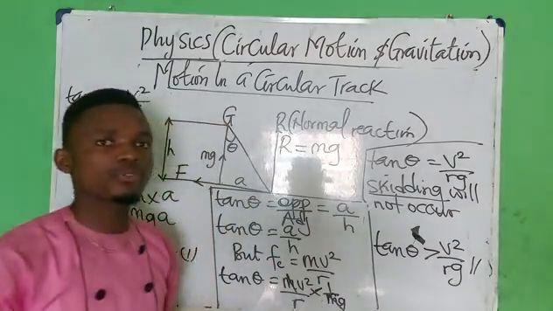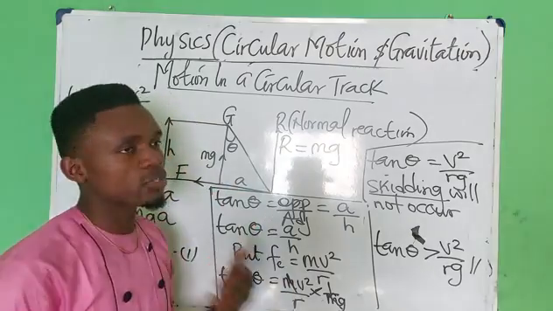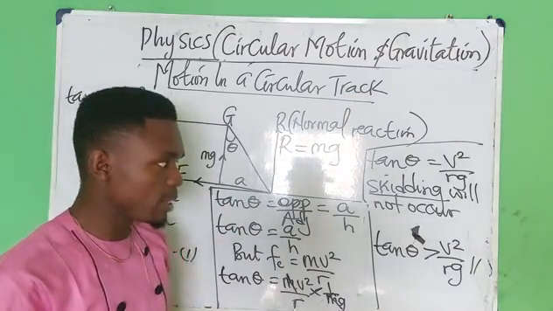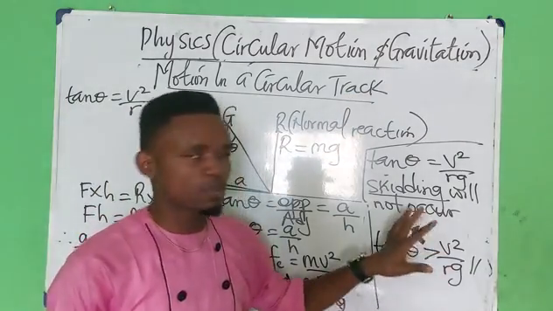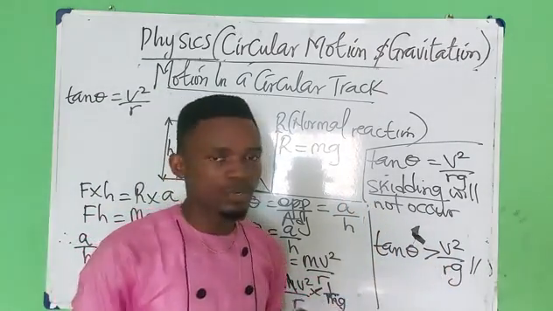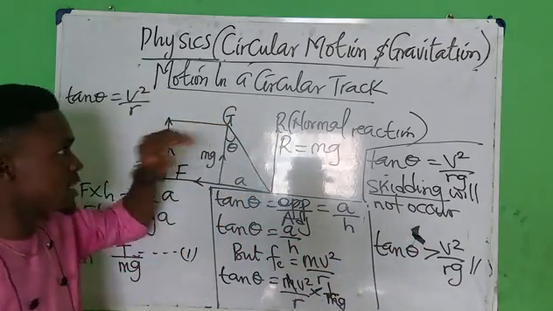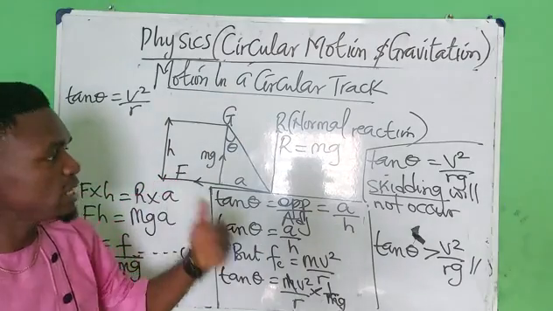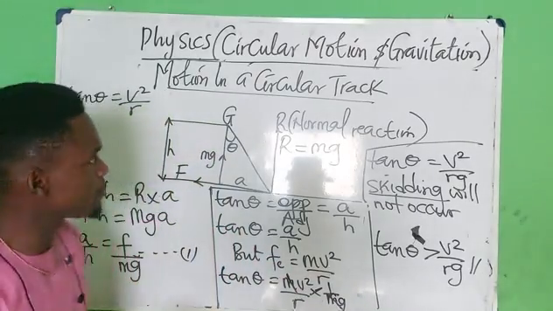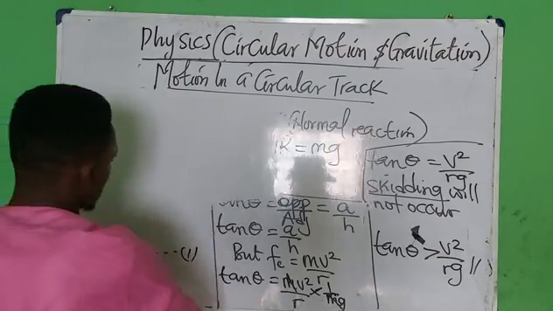These are the kind of questions they'll bring. Which of the following can result to skidding? Alright, when the body is moving in a circular track, when tan theta is greater than this expression, you have what? Skidding. So v is velocity, r is radius, and g is what? Gravity. So that is what we've just done, a body moving in a circular track. I believe it's understood enough. The next one is a body moving in a banked track.